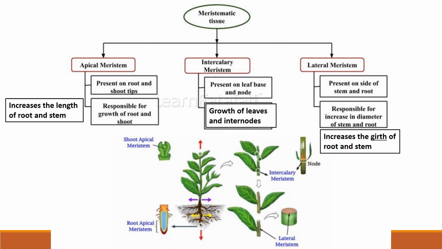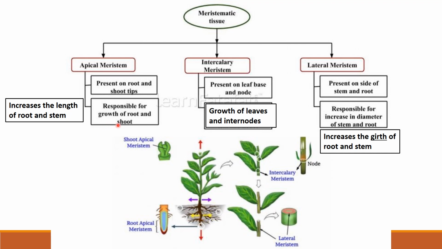So in conclusion, in the meristematic tissue, there are the apical meristems, the intercalary meristems, and the lateral meristems. Apical meristems are present in the tip of the shoot and root. The intercalary are present in the leaf base and the node parts, the internode parts and the node parts, which help in the formation of the leaf and in increasing the length of the internodes. The lateral meristems are present in the side lines of the stems and the roots.